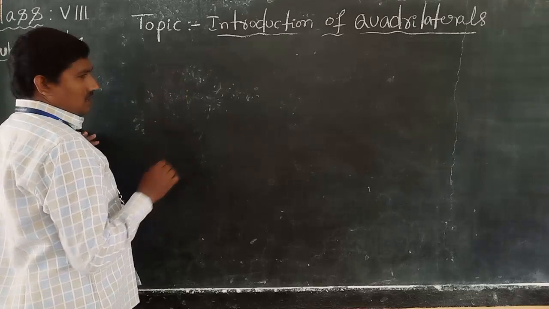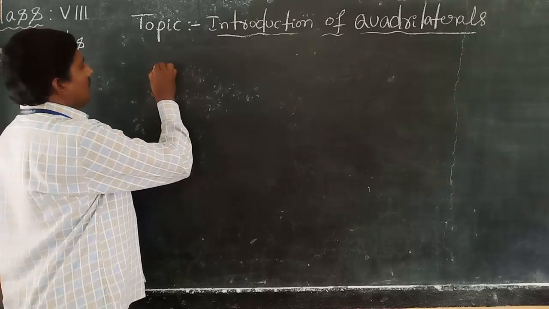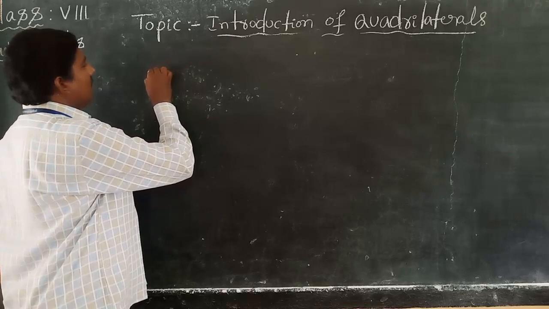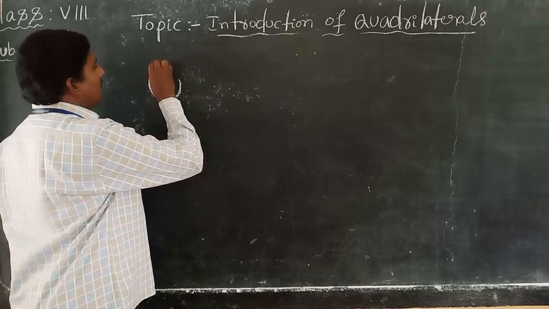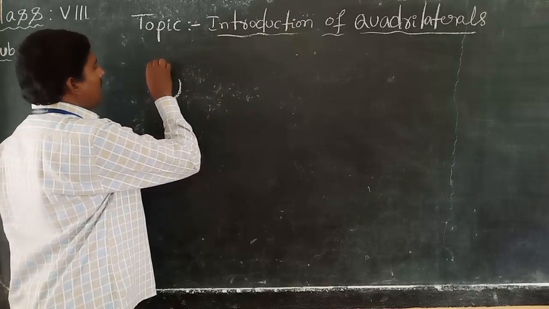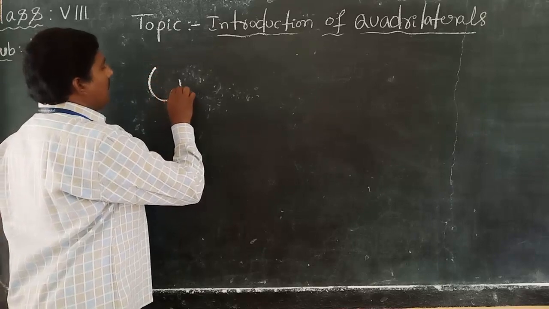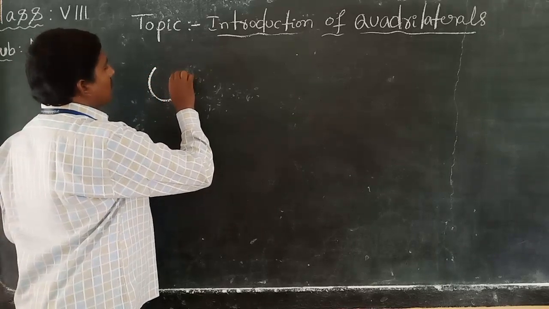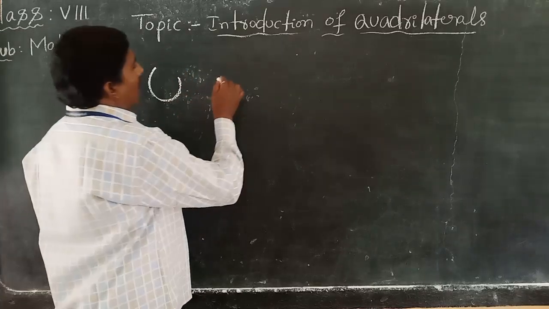Open and closed curves. Open and closed figures. For example, this is one figure, or one curve. This is the starting point. The starting point and ending point are different. Those two do not coincide.